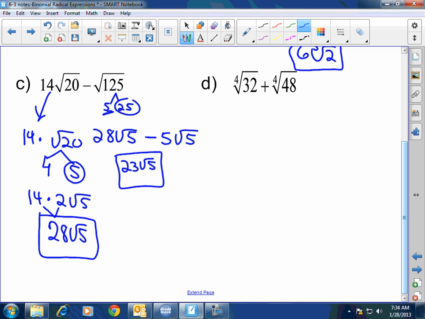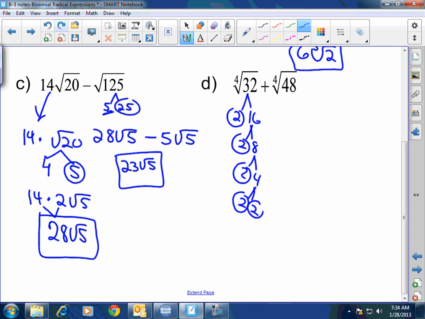D, 4th root of 32. Again, let's break it down. 2 times 16, okay? 2 times 8, 2 times 4, and 2 times 2. Okay, actually, it should have just been easier this way. You know what? That is the way to do it. Let's go ahead and do it this way. I've got a 4th root, so I've got 1, 2, 3, 4 2s, so that comes out as a 2, and I have 1 2 left over in my 4th root, plus 48.